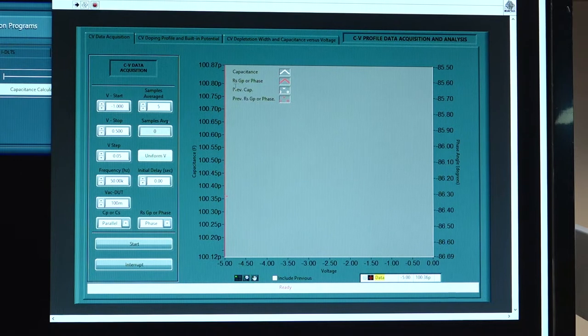The CV graph is shown in the right hand side screen. To monitor how good the capacitor is, we can also monitor another parameter along with the capacitance. We can monitor phase, resistance, as well as the conductance. So let's start with phase. And let's click on the start button.